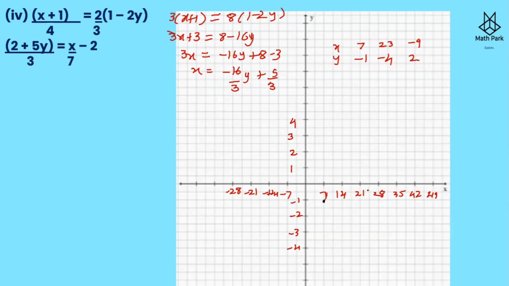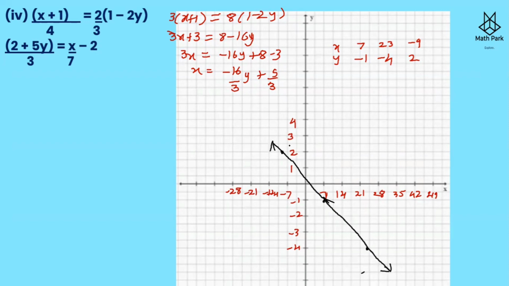Next is 23 comma minus 4. So 23 on the x-axis, 23 comma minus 4 is going to be somewhere here. And then you have minus 9, 2. So minus 9, 2 is the point over here somewhere. Let us join and complete this first line. Use the ruler for drawing this line. So our first line is ready.